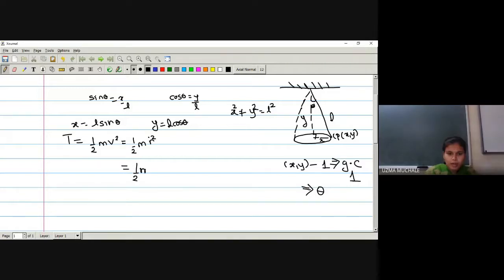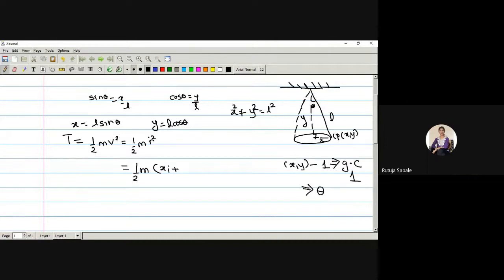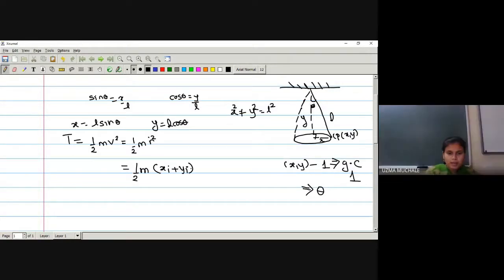Okay, let me go for r dot square. So what will be r dot square? It is x square plus y square, with the derivative of x_i, y_i, and it's a square. So can I write directly this as 1 by 2 m times x dot square plus y dot square, right? Now we just have to find the values of x dot square and y dot square because we know the values of x and y, right?